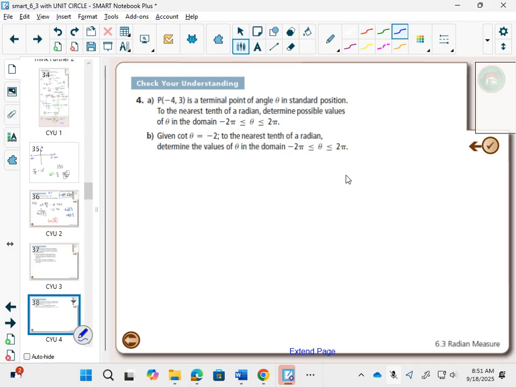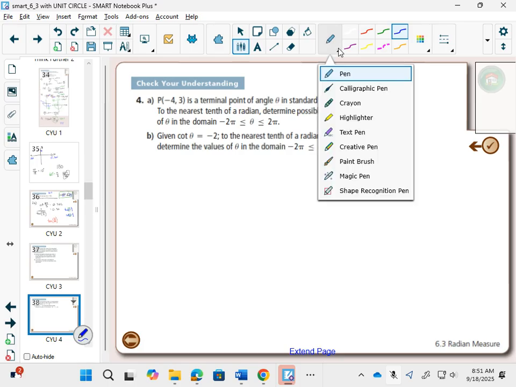And example 4 is very similar to a question we've already done in this unit, but we did it in degrees. Now, we're going to think about it again, and we're going to do it in radians.